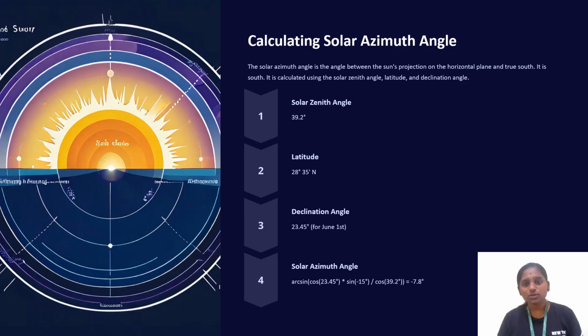Calculating the solar azimuth angle. The solar azimuth angle is the angle between the sun's projection on the horizontal plane and true south. It is calculated using the solar zenith angle, latitude and declination angle. The solar zenith angle we calculated in the previous slide, that is 39.2 degrees. Latitude is 28 degrees 35 minutes north, as given in the problem statement, and the declination angle for 1st June is 23.45 degrees. The solar azimuth angle is calculated by this formula, and we get minus 7.8 degrees.